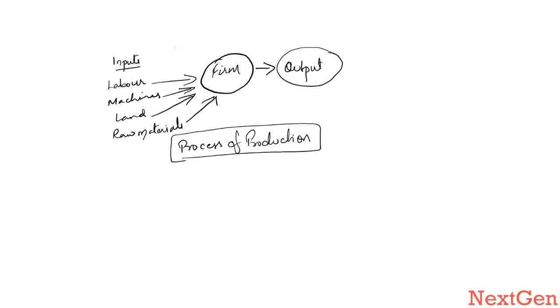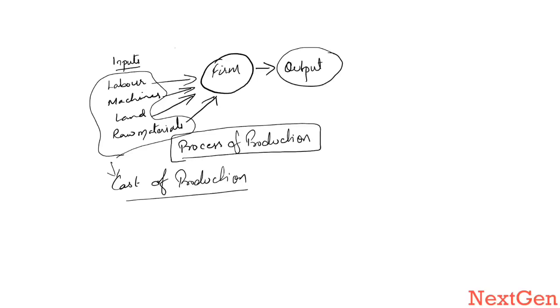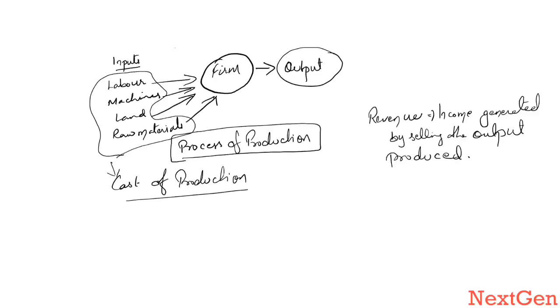The cost that the firm has to incur for getting these inputs, which are labor, machines, land, raw materials and various others, is called the cost of production. Now this final output, which is a bike or any other thing that your firm makes, will be sold in the market, and after selling these goods we will get some amount that is called the revenue of the firm. Revenue is income generated by selling the output produced.